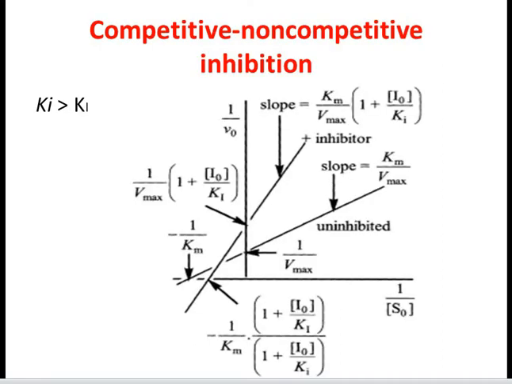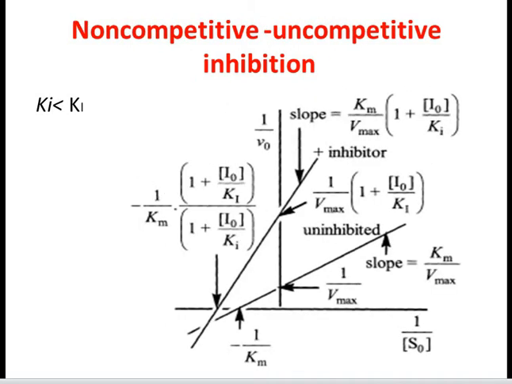In the situation where K_i is larger than K_I, the plots cross to the left of the 1/V0 axis but above the 1/S0 axis. This situation has been termed competitive non-competitive inhibition because the pattern observed lies between those for competitive and non-competitive inhibition. In the situation where K_i is smaller than K_I, the plot crosses to the left of the 1/V0 axis and below the 1/S0 axis. This form of mixed inhibition has been termed non-competitive uncompetitive inhibition because the pattern is intermediate between those for non-competitive and uncompetitive inhibition.